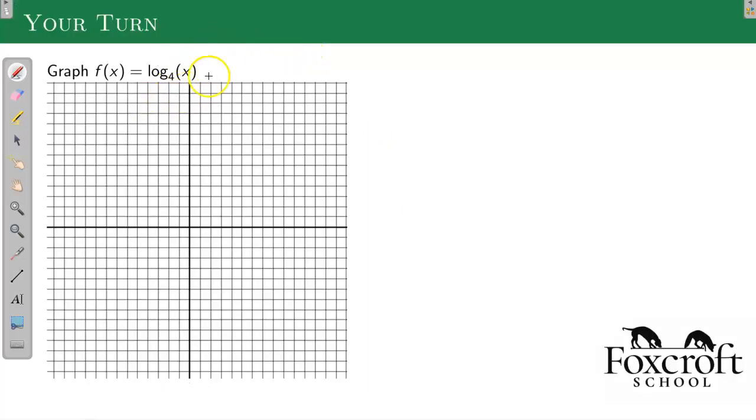All right, here's one for you to try on your own. Graph log base 4 of x. I'll show you the answer in 3, 2, 1. And the graph looks like this. Main thing, 4 is bigger than 1, so it's the one that starts at the bottom and then curves up.